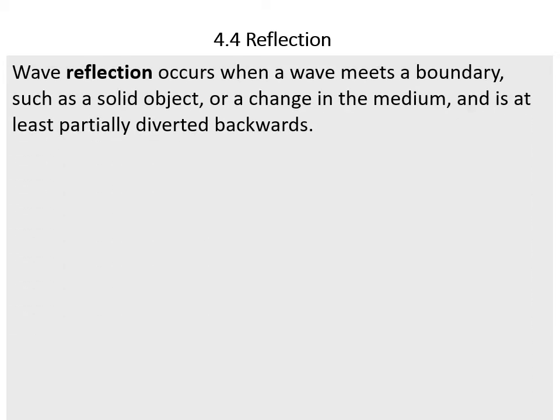When waves reflect, this occurs at a boundary. The wave meets a boundary like a solid object or a different medium, like a different type of gas or a different liquid, and it's at least partially diverted backwards. Some of the wave might be transmitted, but the rest of it is reflected back, so we can see this.